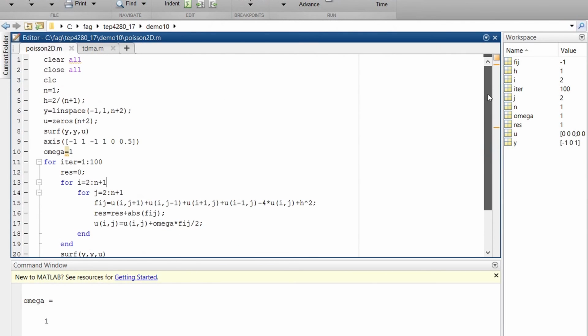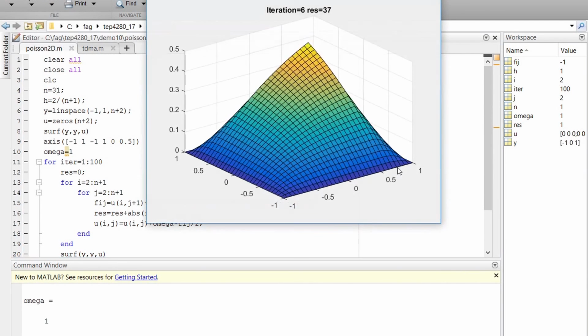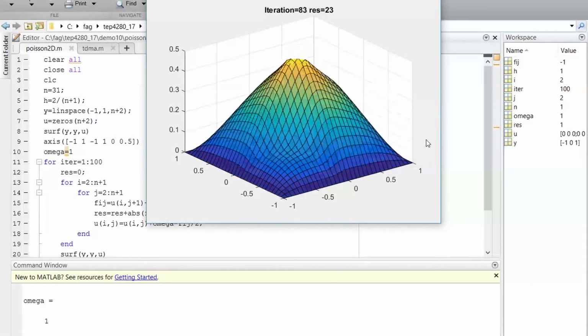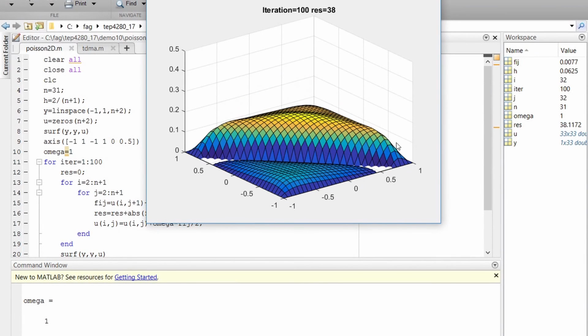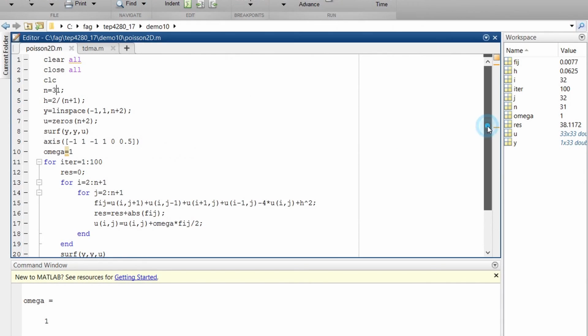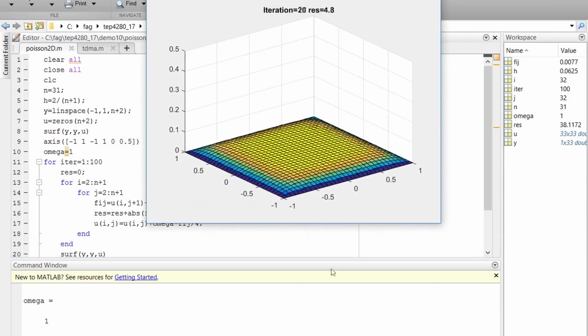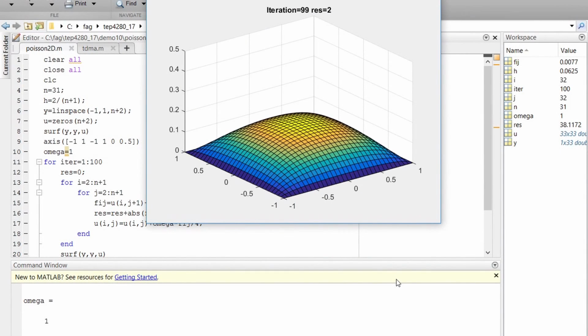Yeah, that was rather boring, but let's increase the number of unknowns to 31. Yeah, it looked a little bit strange, if you ask me. Sorry? Yeah, you're right. Thank you. So I have used something strange here. There we have it.